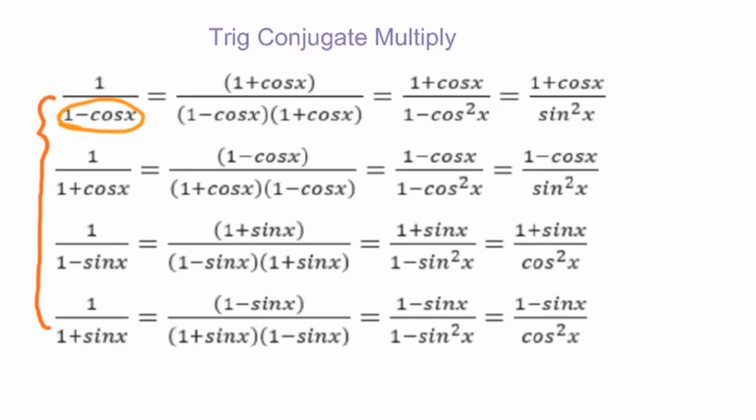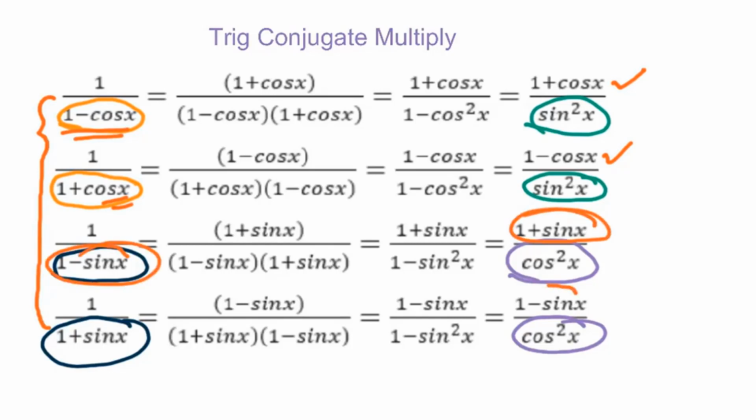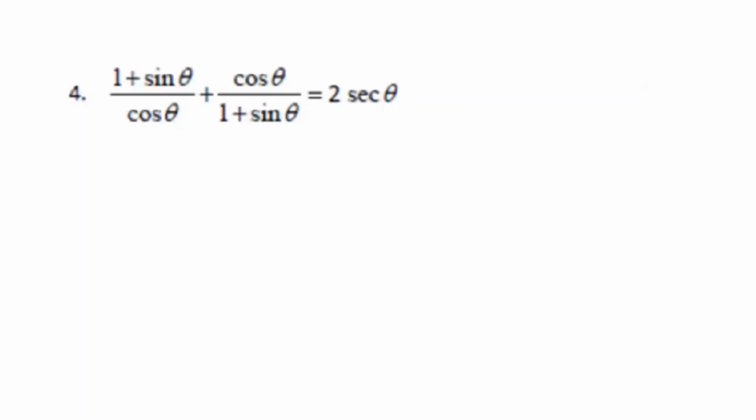When you have 1 minus cosine x or 1 plus cosine x, you are expected to get sine square x as a denominator. When you have 1 minus sine x or 1 plus sine x, then you are supposed to get cosine square x as a denominator. Top part will be conjugated to this. See, this one is conjugated to 1 plus cosine x. These two are conjugate to each other. So when you verify trig identities, whenever you see 1 plus sine theta, you have to do this conjugate multiply. That's the first priority. Ignore other stuff, work on this.